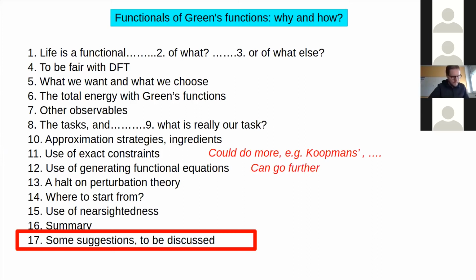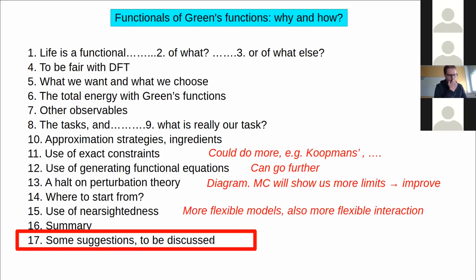With the generating functional equations, we definitely can go further. We are working on this, and I think much more work is possible. Perturbation theory has a lot of problems. People are working on this. I think we even have a talk in this meeting. And especially with the advent of diagrammatic Monte Carlo, we will find more limits and more challenging things. And probably we have to learn from other communities.